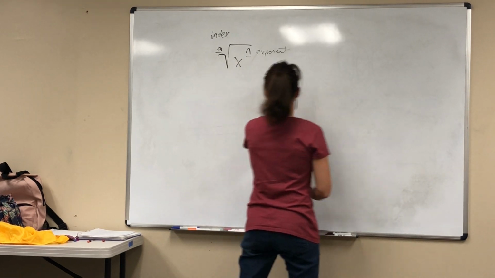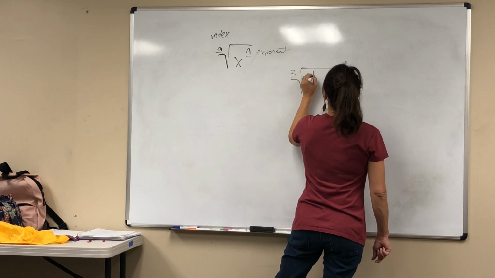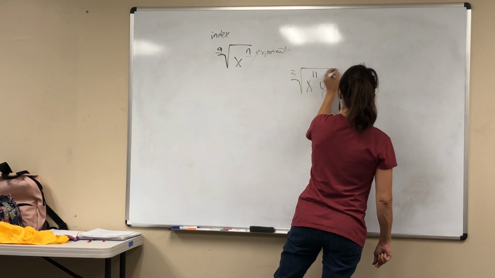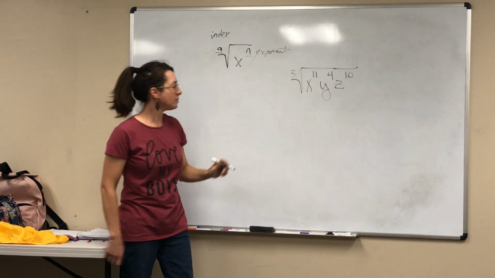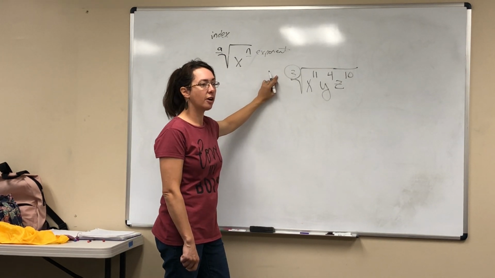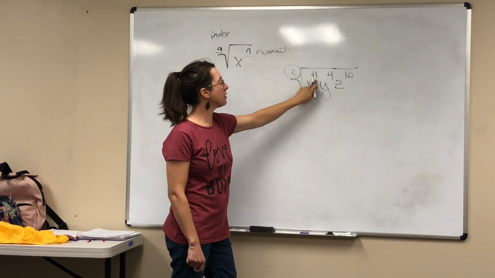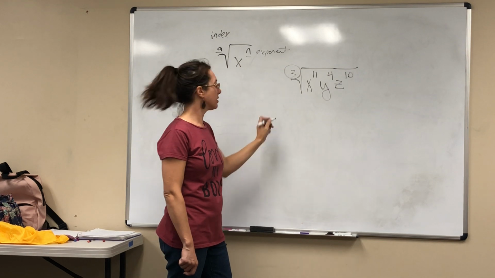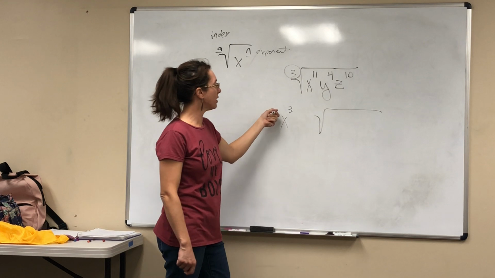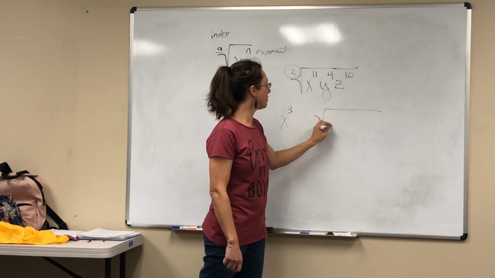Okay, let's do this one. What is my index? 3. Our index is 3, so we need groups of 3. How many groups of 3 can I get for the x's? 3. So 3 x's came out, 3 groups came out, and how many are left under? 2. Why 2?